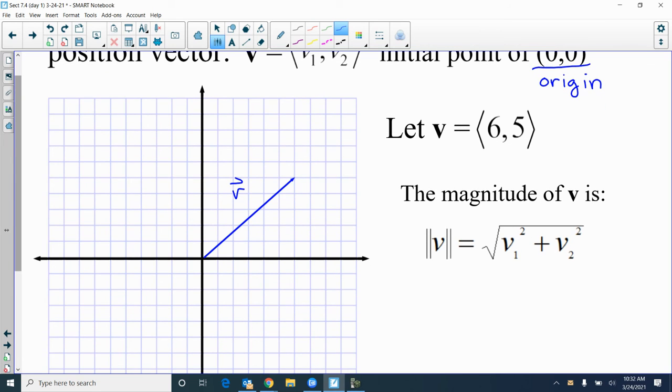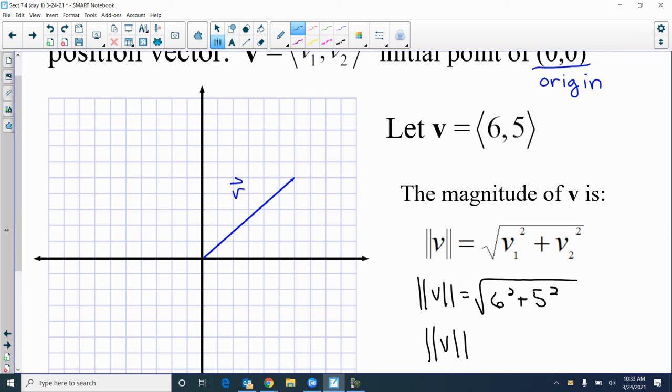V1 squared plus V2 squared. So the magnitude of V is equal to the square root of 6 squared plus 5 squared. And so the magnitude of V is going to be the square root of 61. Square root of 61, you can leave it like that. That's fine. Square root of 61. All right, so it starts at 0, 0, ends at whatever those two values are.